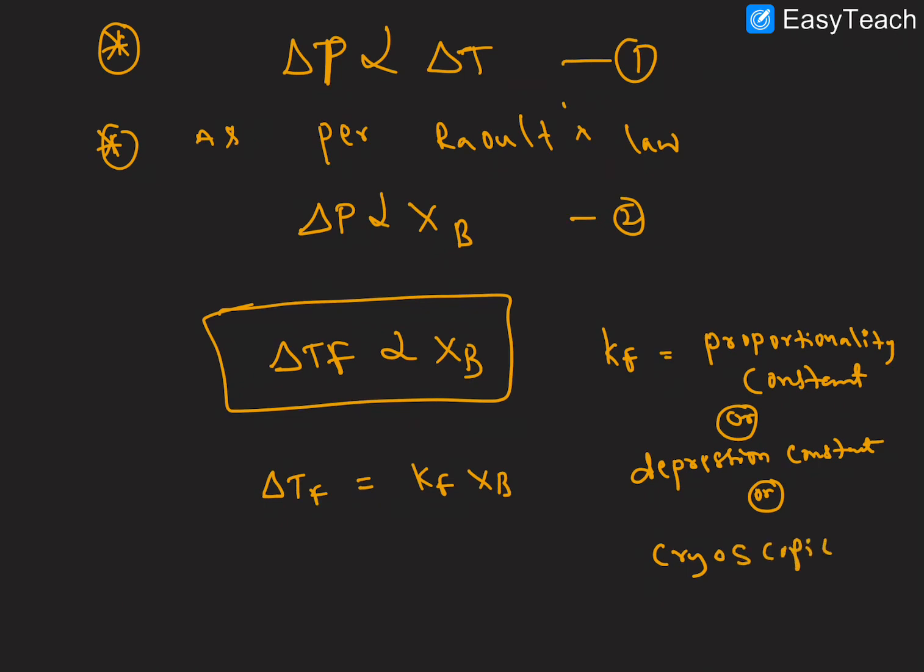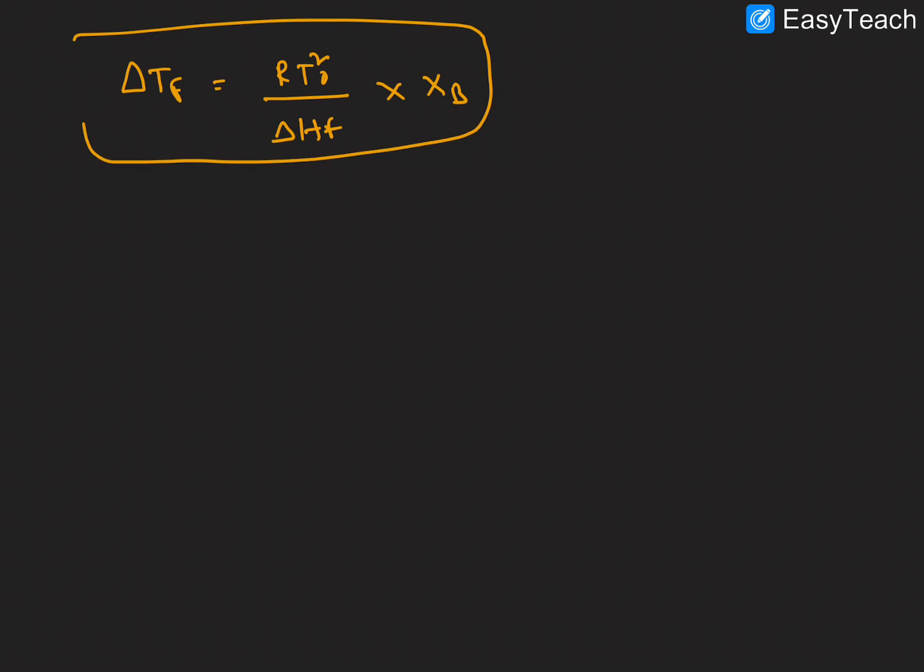Next, we can also call it the cryoscopic constant, or depression constant, or proportionality constant. Same relation here. So KF is equal to RT square by delta HF, right? We can substitute this value here. Delta TF equals RT square by delta HF into the mole fraction of B. I hope it is clear.